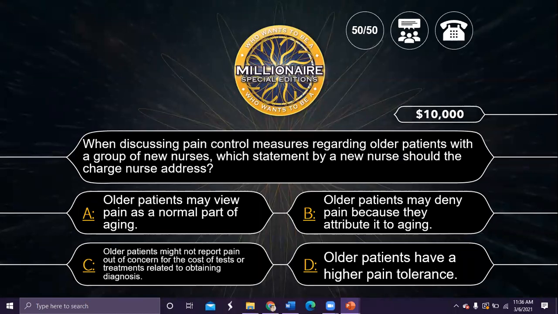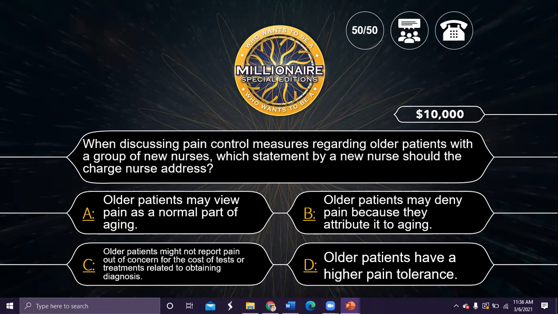When discussing pain control measures regarding older patients with a group of new nurses, which statement by a new nurse should the charge nurse address? A, older patients may view pain as a normal part of aging. B, older patients may deny pain because they attribute it to aging. C, older patients might not report pain out of concern for the cost of test or treatment related to obtaining diagnosis. Or D, older patients have a higher pain tolerance. We're looking for the statement that the new nurse would say that would make the charge nurse concerned.